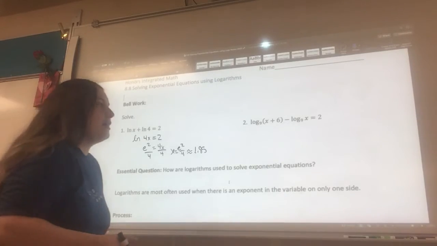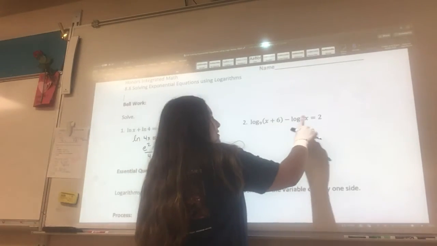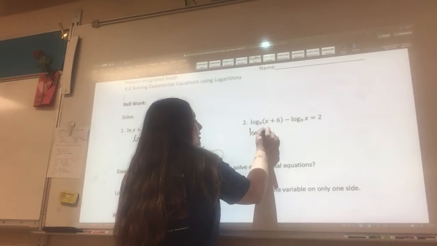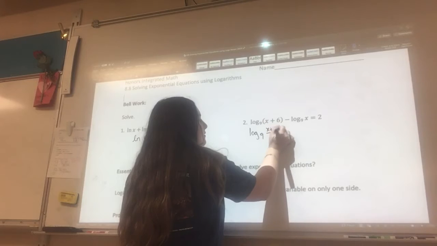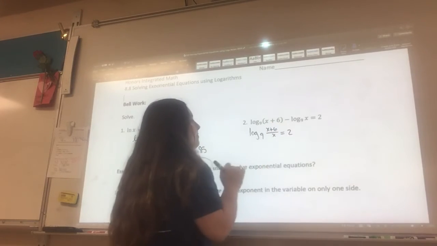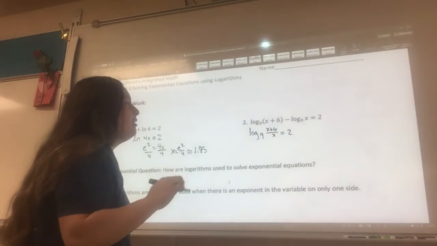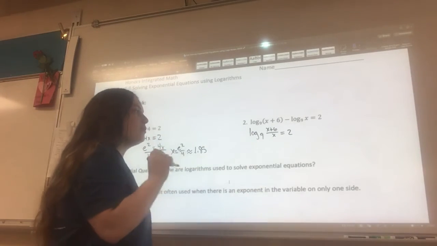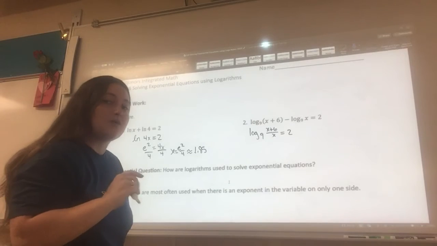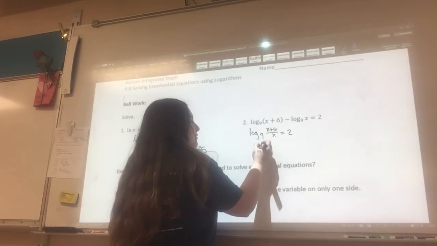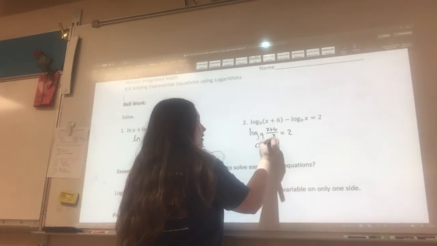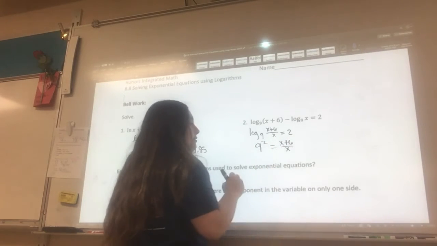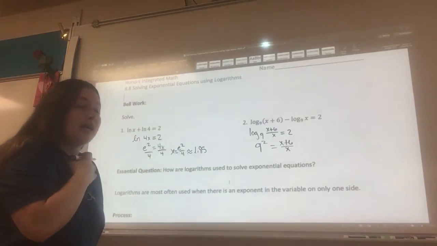So that minus sign means we have the quotient rule, meaning x plus 6 divided by x. So we're going to bring this into one log: log 9 of x plus 6 divided by x equals 2. We don't need to isolate it. Please do not attempt to simplify that. It does not work that way, and we're just going to transform this now into an exponential function. So we have a base of 9, and it's going to be squared, equal to x plus 6 divided by x. I can now start solving for x.